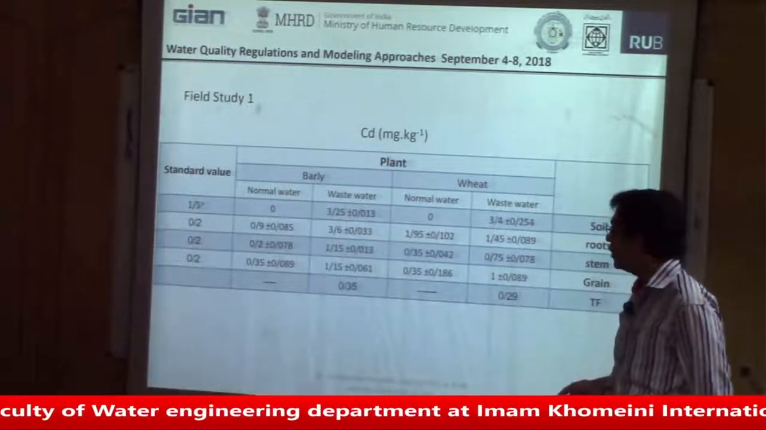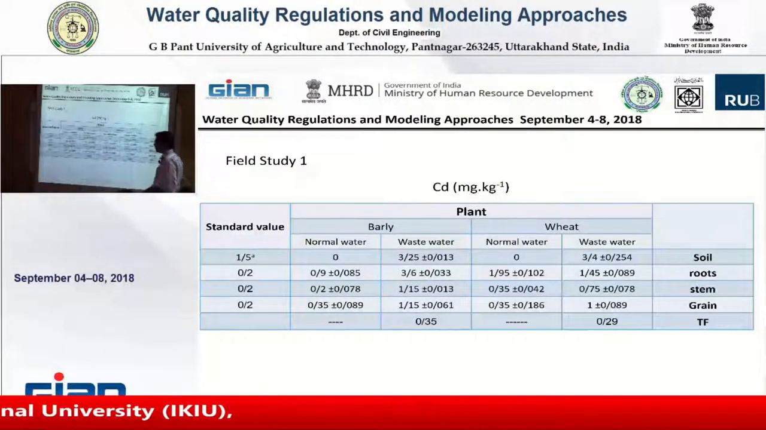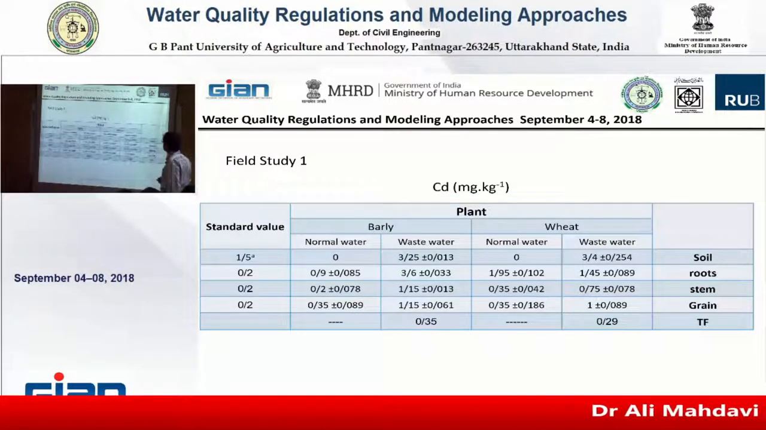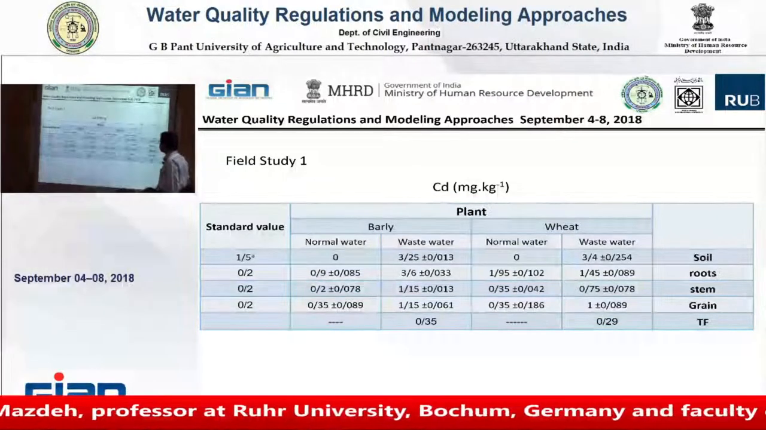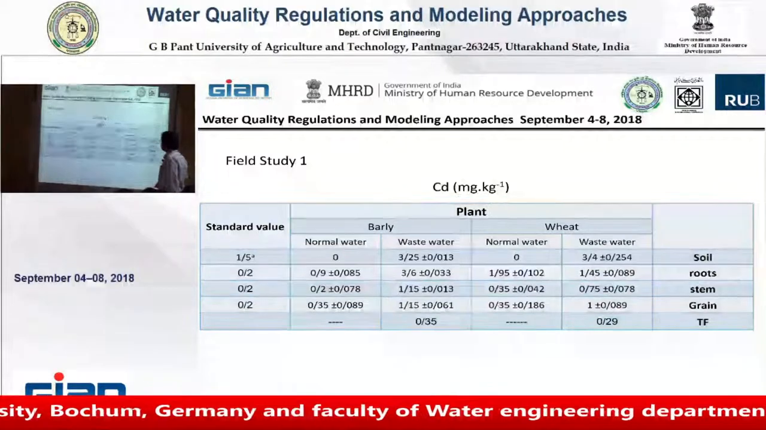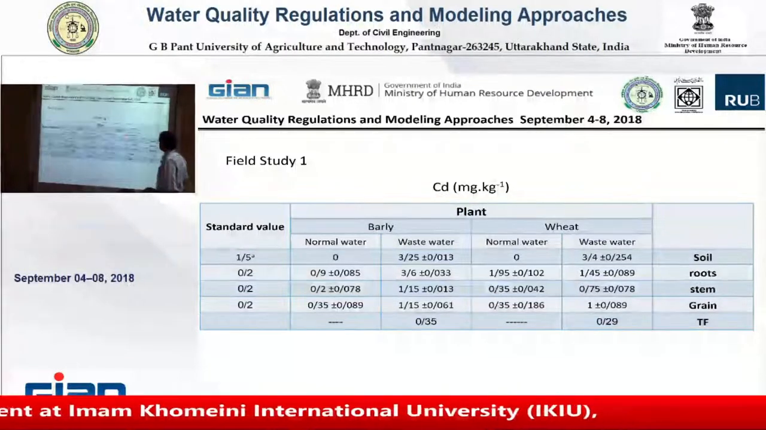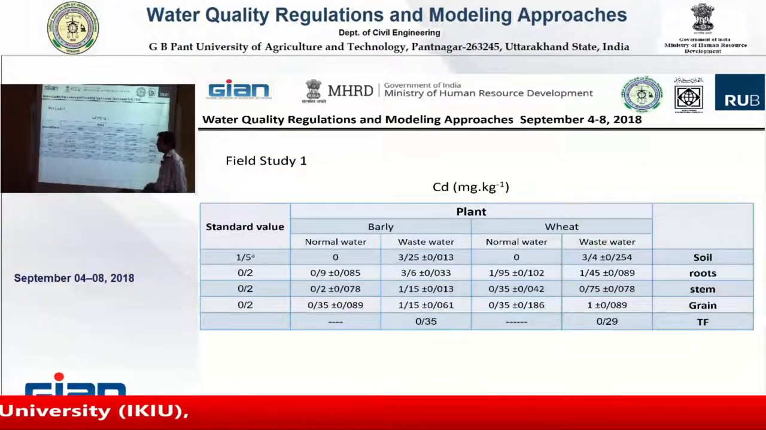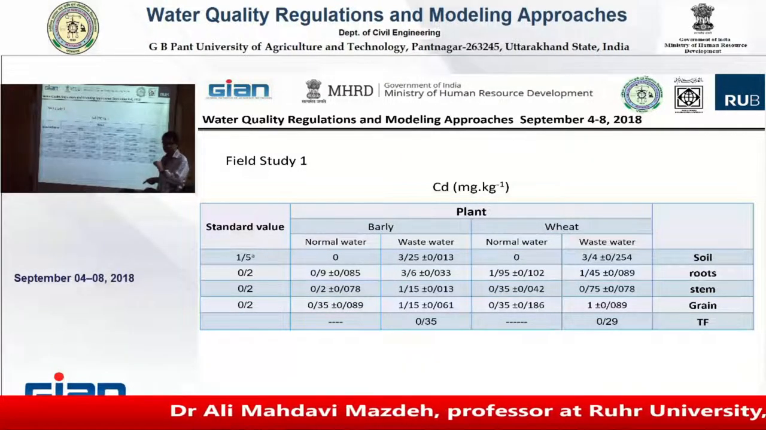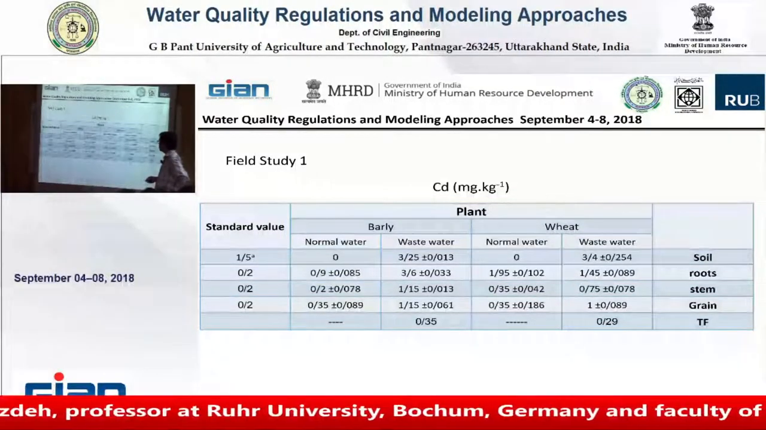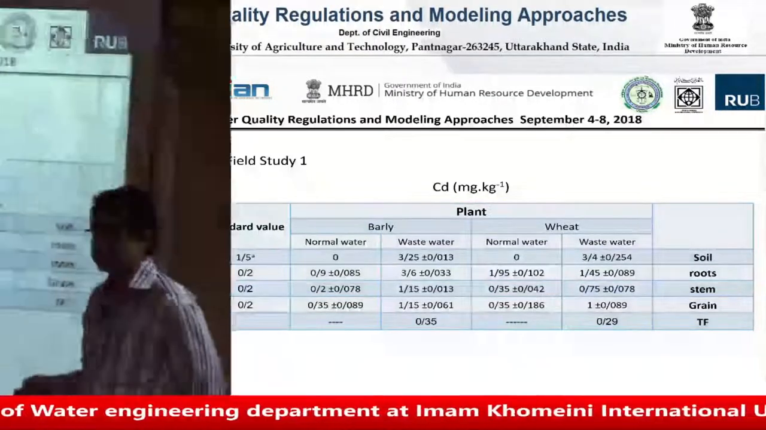We have the same table for cadmium. Again, similar results to that one, but the values are smaller. Cadmium has less pollution here, as you can see. But again, we have more pollution than the standard values. About the cadmium, the soil is more polluted than the standard value. Here it is 1.5, and the standard value is very strict, 1.5, because cadmium is more dangerous. So again, here the pollution of the soil is more than the standard.